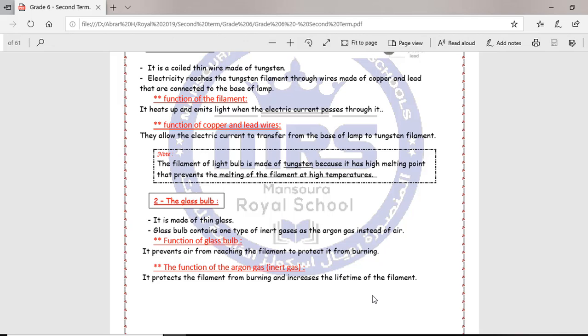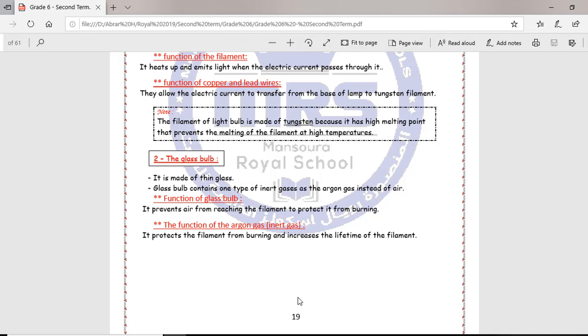The function of the glass bulb is to prevent air from reaching the filament to protect it from burning. And what is the function of the argon gas? It protects the filament from burning and increases the lifetime of the filament.